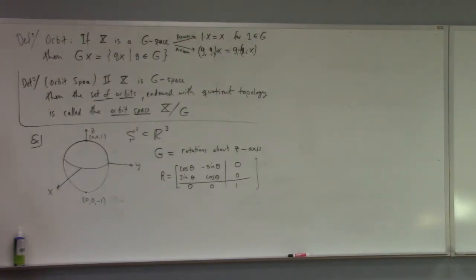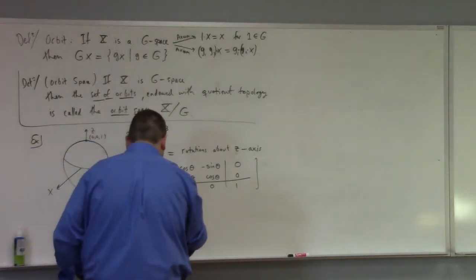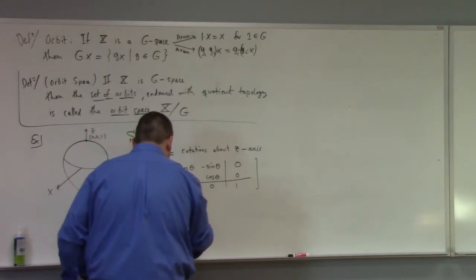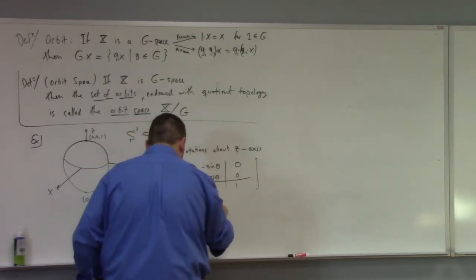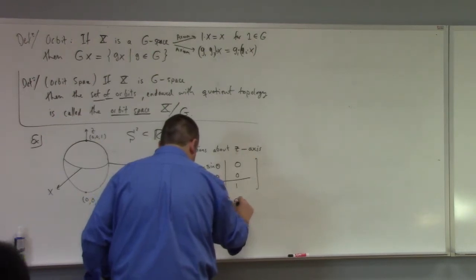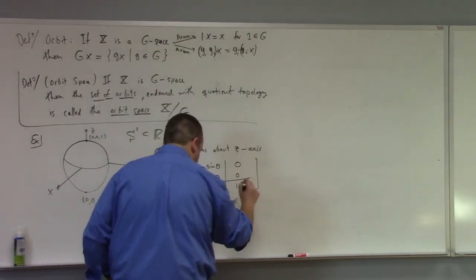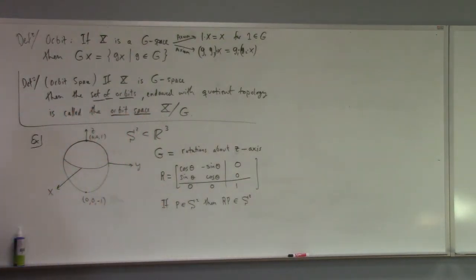And it should be clear to you that if we look at G acting on S2, what happens? Let's say P is an element of S2, then RP is an element of S2, right? It's closed. If you look at rotations about the z-axis of the two-sphere, we're still on the two-sphere, right? Right, and then that's the next question.